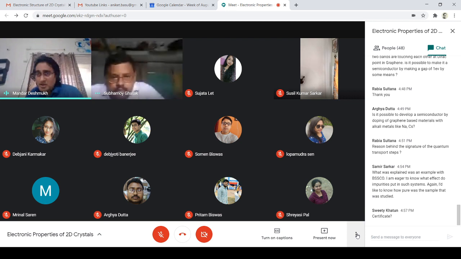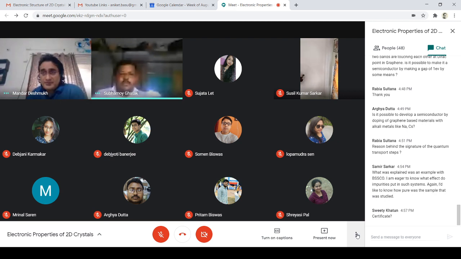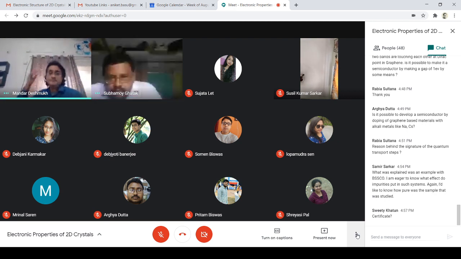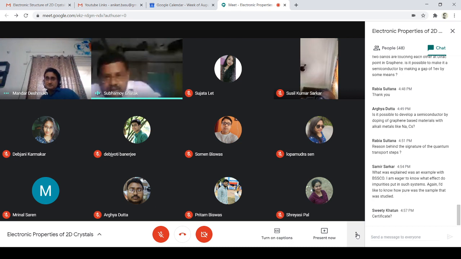Now there's one more question from Samir Sarkar. What was explained was an example with BSCCO. I'm eager to know what effect impurities have in such a system. Again, I would like to know how pure the sample that was studied was.